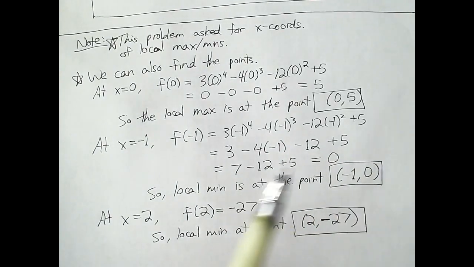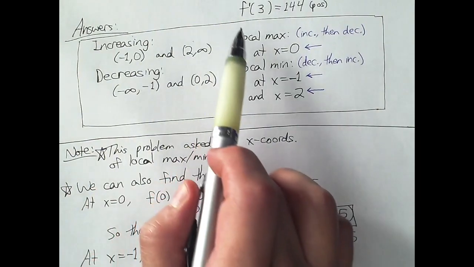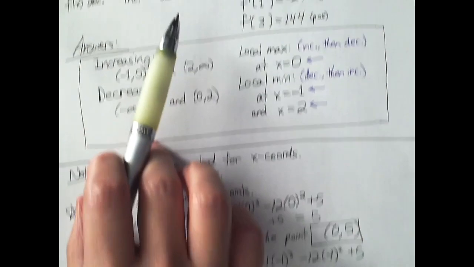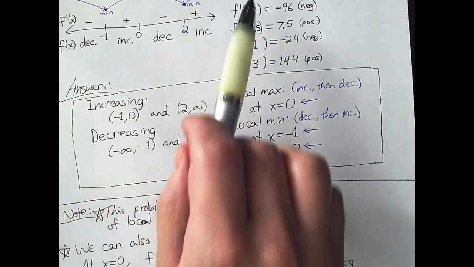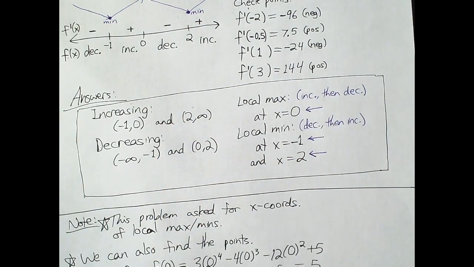But for this lesson, we're mostly interested in the things that I asked for, which is find the intervals of increase and decrease. We did that. Find the x coordinates of local maxima and minima. We did that. And the sign chart is a useful tool. And we basically find critical points and check one value from each interval.